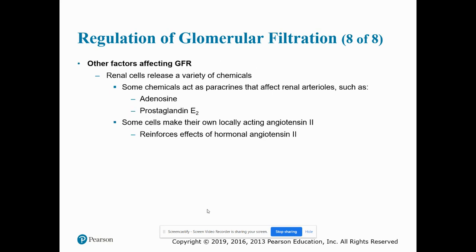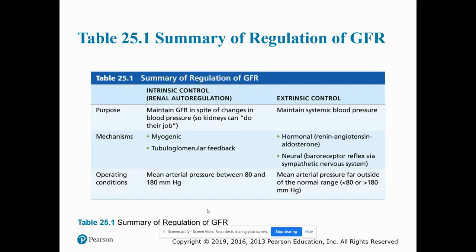There are other factors that affect GFR. Renal cells release a variety of chemicals. Some chemicals can act as paracrines that will affect the renal arterioles, such as adenosine and prostaglandin E2. Some cells make their own locally acting angiotensin II, which will actually just reinforce the effects of hormonal angiotensin II. And this is a summary of regulation of GFR. This is looking at the purpose, mechanisms, and operating conditions for both the intrinsic control and extrinsic control.